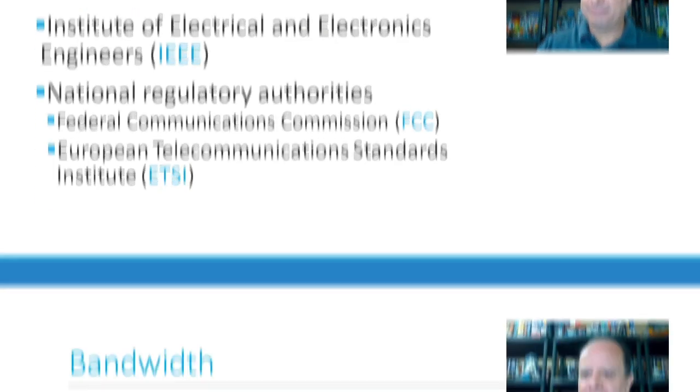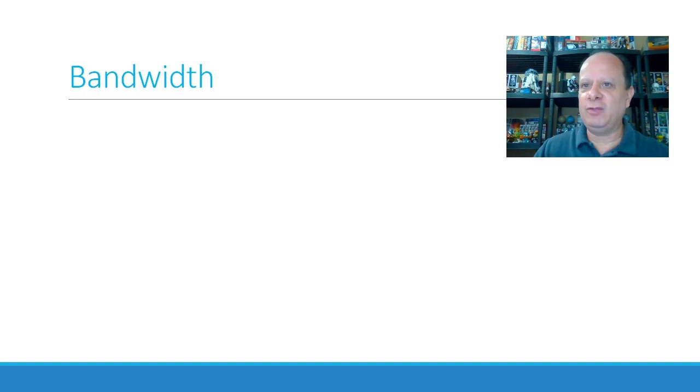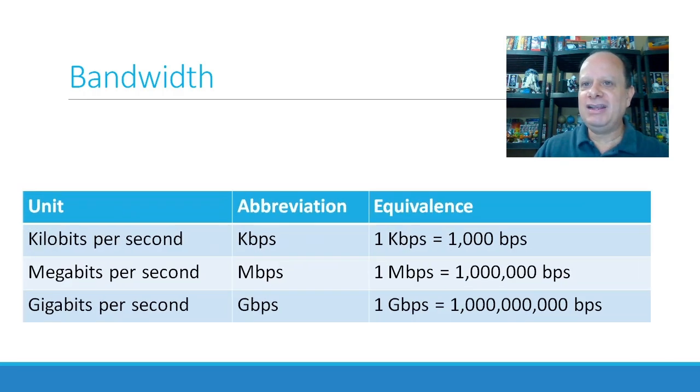Bandwidth is the capacity at which a medium can carry data. Digital bandwidth measures the amount of data that can flow from one place to another in a given amount of time. Bandwidth is typically measured in kilobits per second, megabits per second, or gigabits per second.